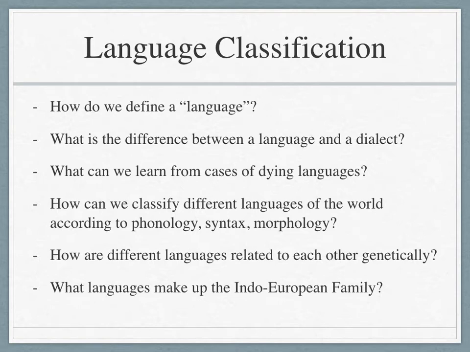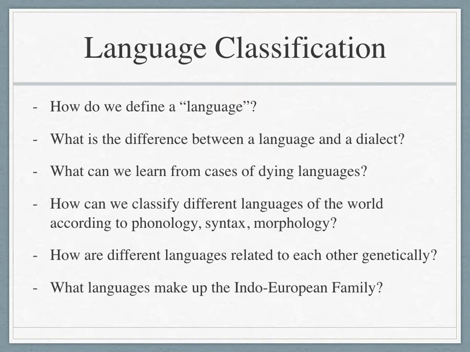Chapter 8 is called Language Classification, and we'll have a series of recordings to give you my commentary for Chapter 8. And we'll roughly want to cover the following things. First, how do we define a language in the classification sense? What is the difference between a language and a dialect? And this can be different from popular ways of referring to those things. We'll look at the case of dying languages, and what that tells us in our sort of scientific study of language.